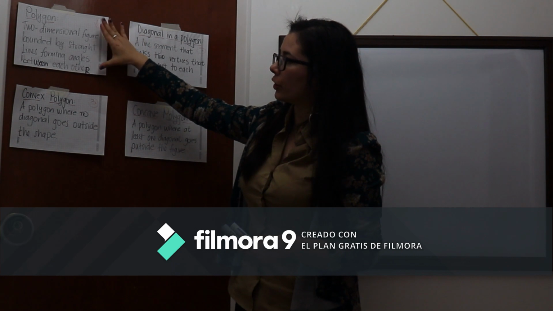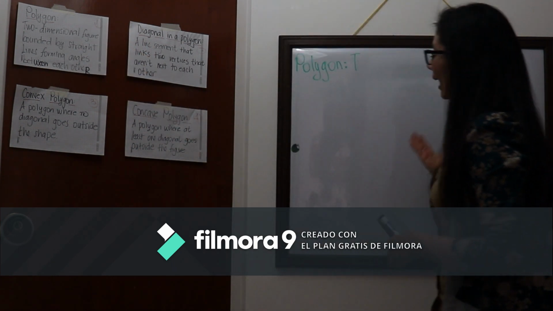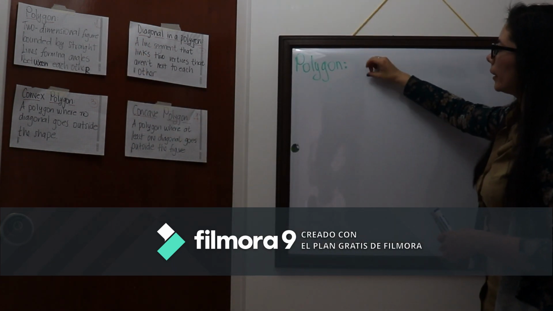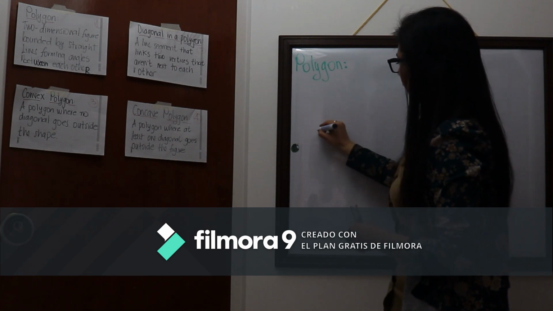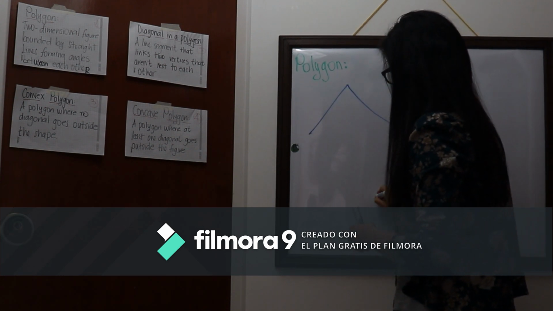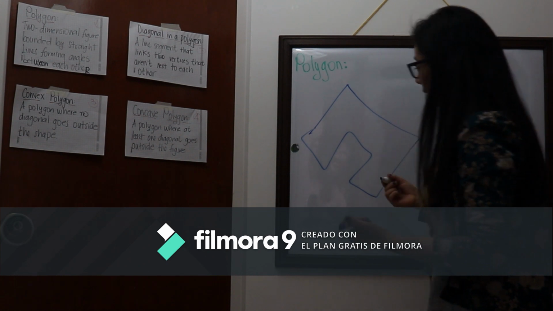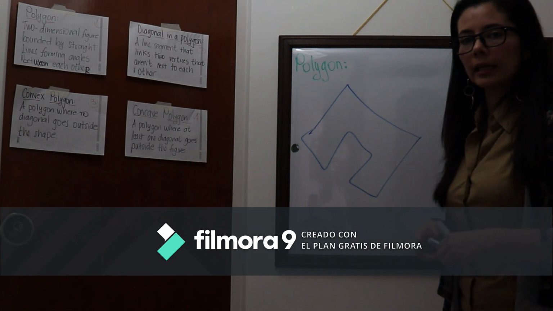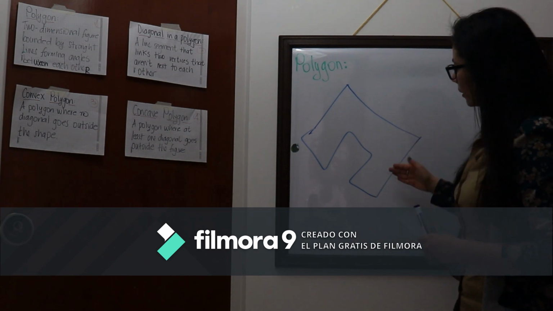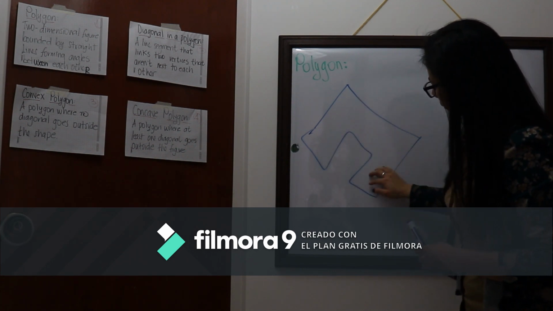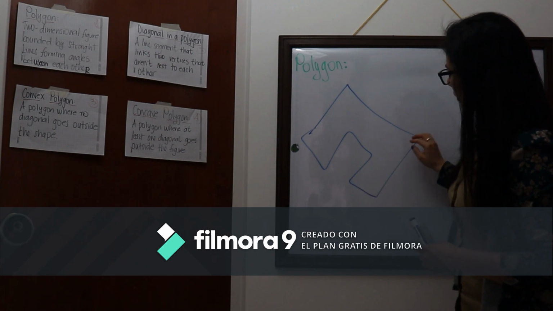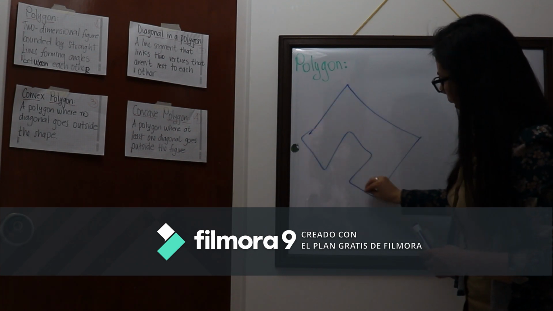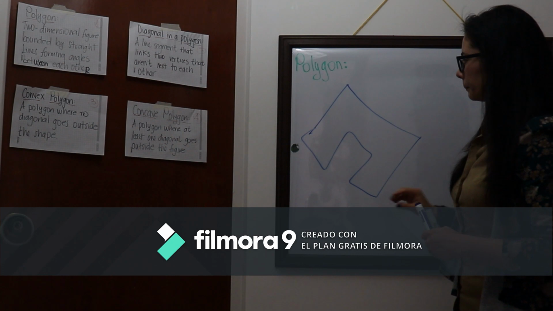So what we need to understand is that any type of polygon is always gonna be formed by straight lines. So if you have something like this, that is a polygon, right? Why is it a polygon? Because it's a plane figure, a 2-dimensional figure that is bounded. Bounded means the borders are made of straight lines, right?